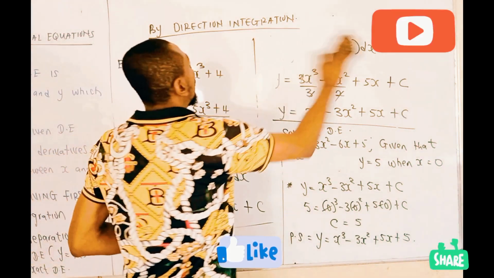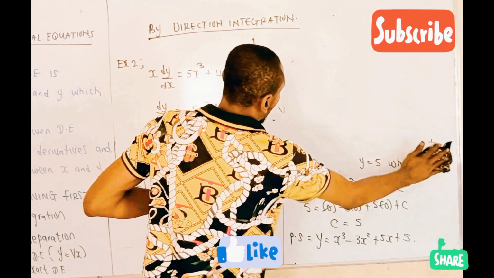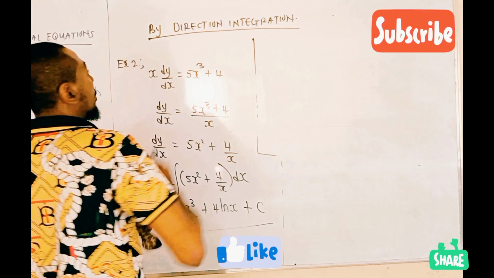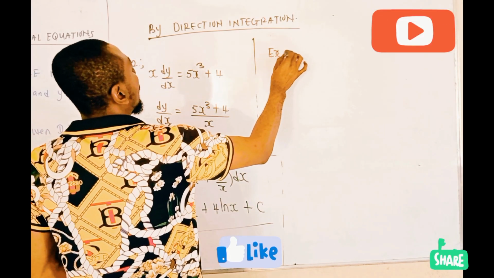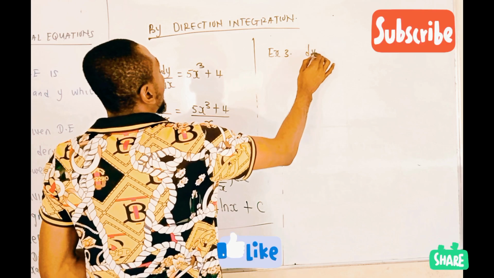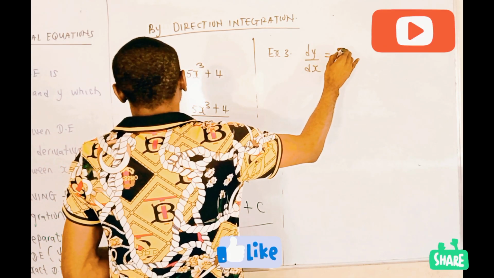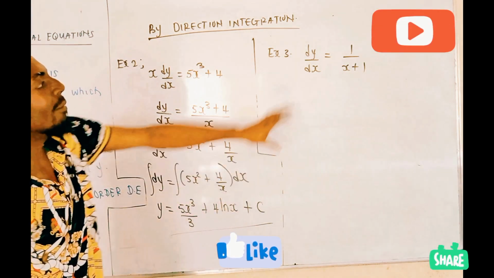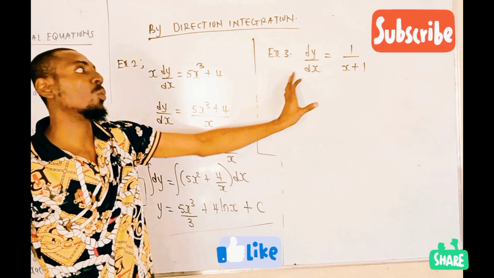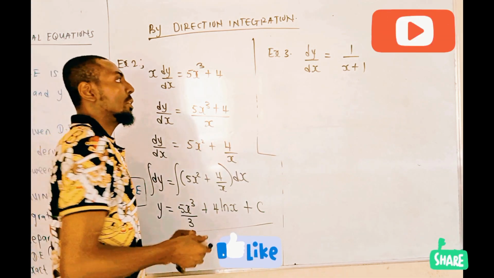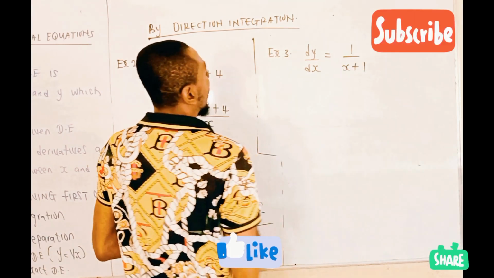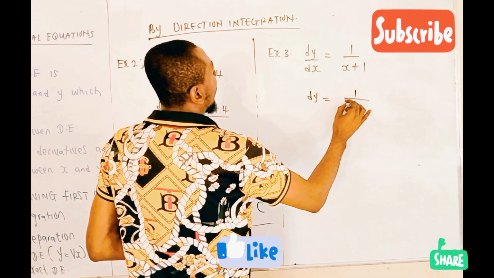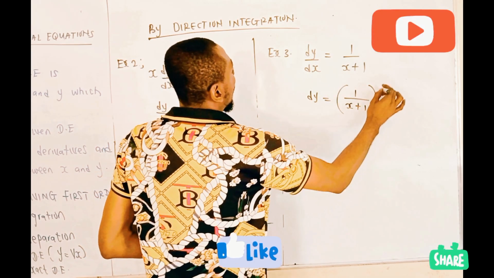So some other example on direct integration. Let's watch this. Example 3. We have dy by dx is equal to 1 over x plus 1. So as you can see, dy by dx is equal to a function of x. So we can apply direct integration. So we cross multiply so that dx will multiply that side. We have dy is equal to 1 over x plus 1 dx.